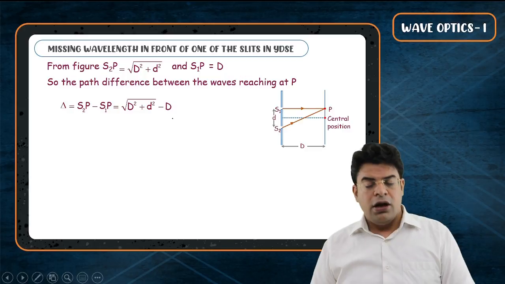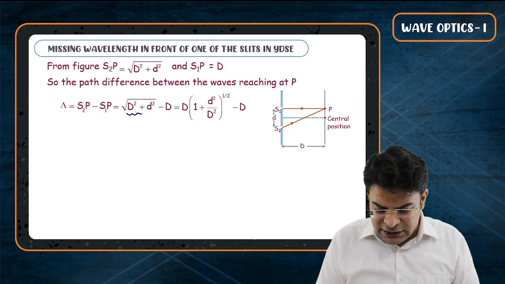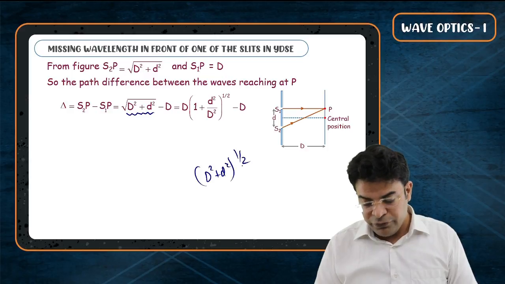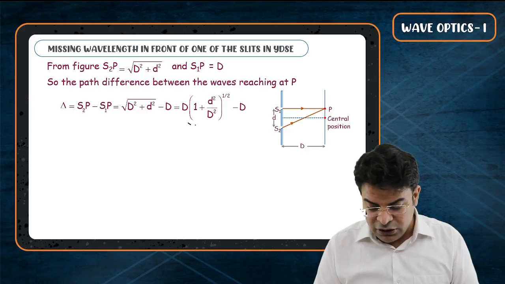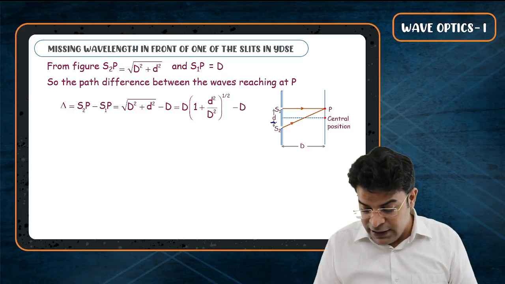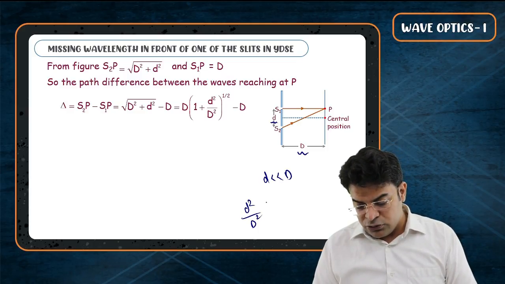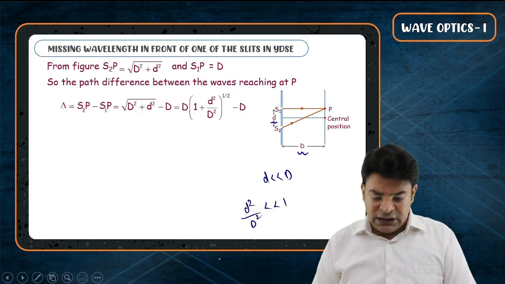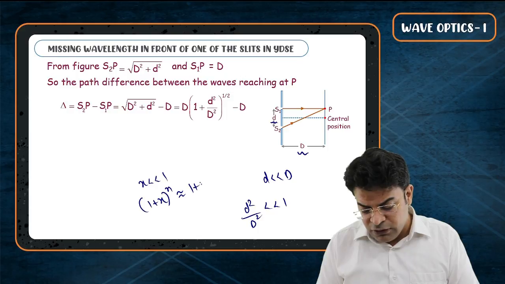And that S2P minus S1P can be written as under root of capital D square plus small d square, minus D. Now we are going to do a little bit of binomial approximation here. Rather than writing this as under root of D square plus d square, we will write it as D square plus d square raised to the power of half, and that can be thought of as D times 1 plus d square by D square raised to the power of half. Now, let's say you know that d is less than D. For d less than D, d square by D square will be less than 1, and then you can do binomial approximation. Binomial approximation tells us that for x less than 1, 1 plus x raised to the power of n can be approximated to 1 plus nx.